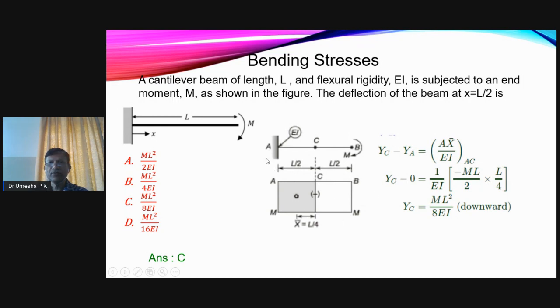So once you convert it to the moment diagram in the M by EI diagram, it will become a fixed end, and the other will be a free end. So we wanted to calculate here, so Yc is equal to A X bar divided by EI. That is the logic here.